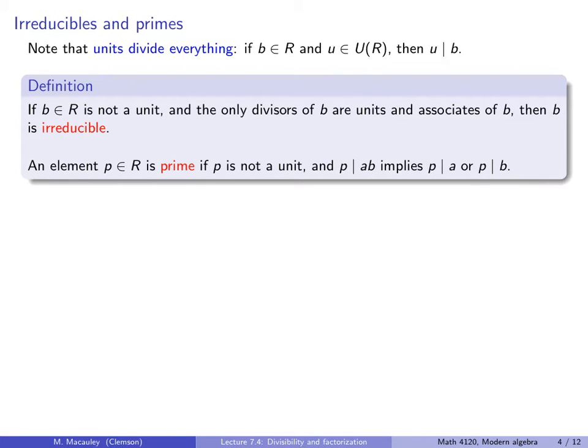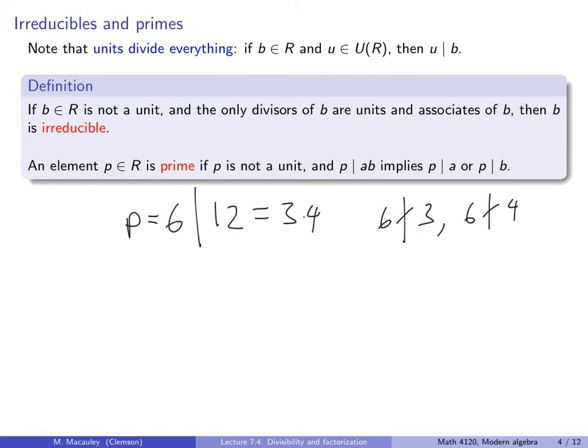Let's start with the integers. So let's take p equals 6. Now you know this is not prime, and that's because 6 divides 12, which is 3 times 4, but 6 does not divide 3, and 6 does not divide 4. So this is not prime.